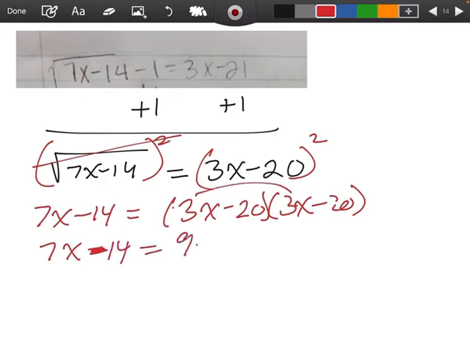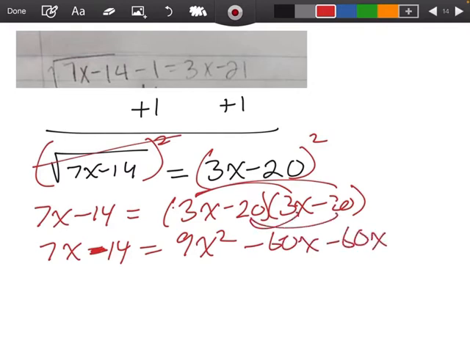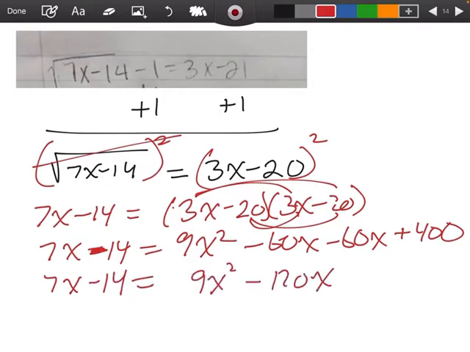So 3 times 3, that's 9x squared. 3 and 20 is a negative 60x. We've got another negative 60x. And then minus 20 times minus 20 is a positive 400. So 7x minus 14 equals 9x squared minus 120x plus 400.